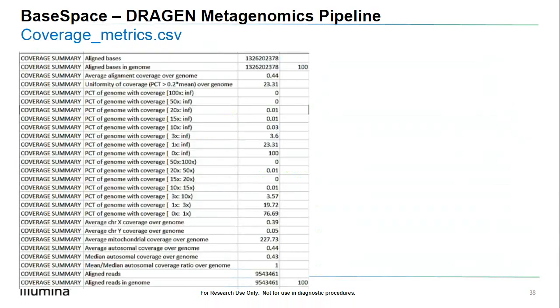And another output of the DRAGEN mapper and aligner is the coverage. So if you want to check the coverage information, aligned bases and aligned reads in the genome.